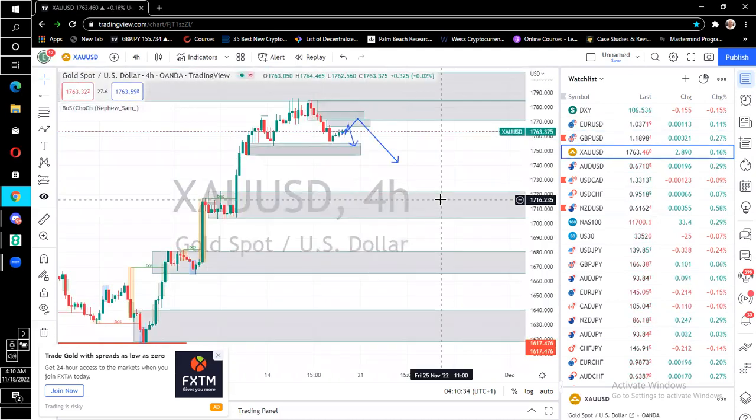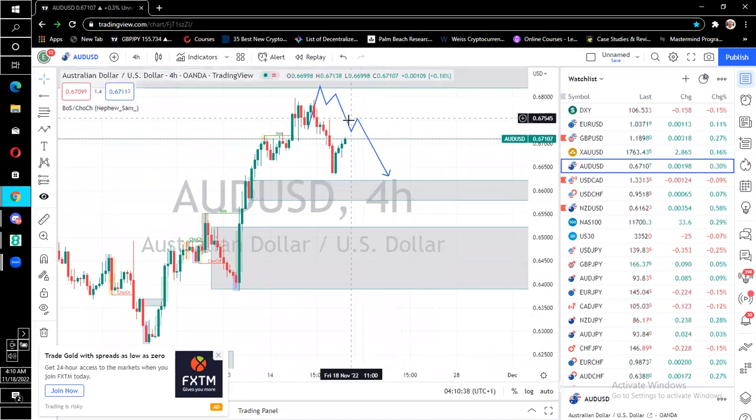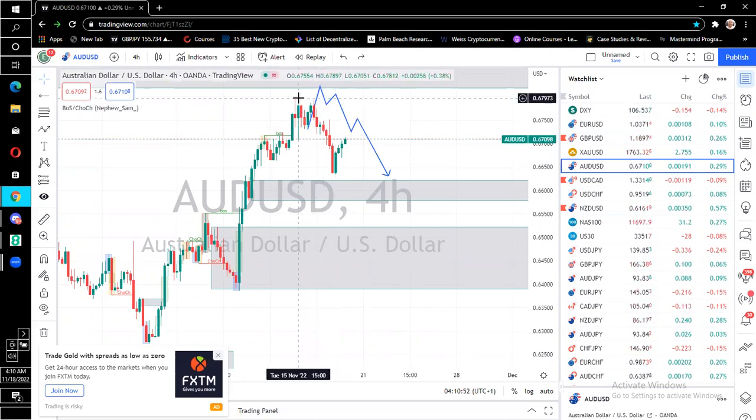Then we're going straight to another one, which is AUDUSD. AUDUSD has been performing very well. So this was our analysis that we need to come down here after we took away this high here. We come down, but this high was not really taken out. It only got there, came down, broke this, all right?